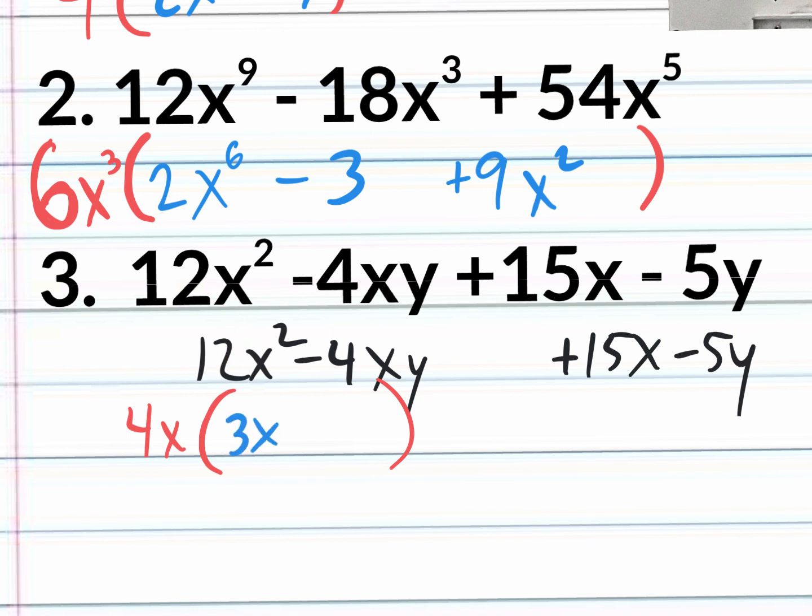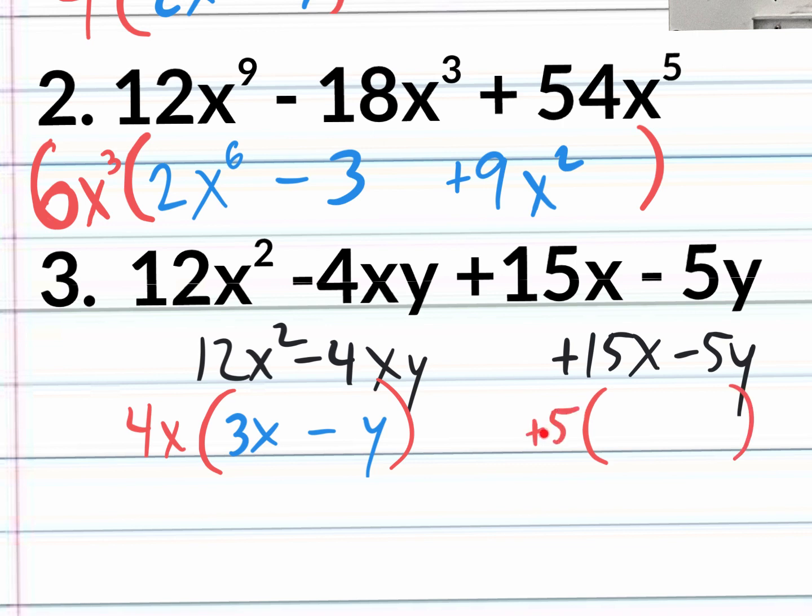4x times what gets you back to 12x squared? 3x, okay? And how about 4x times what gets you back to a negative 4xy? A negative y. You can put a negative 1y. I like to put just negative y instead of a negative 1y. And then let's try to factor out of the second group. What could I pull out of the second group? A positive 5. Yeah, that's right.